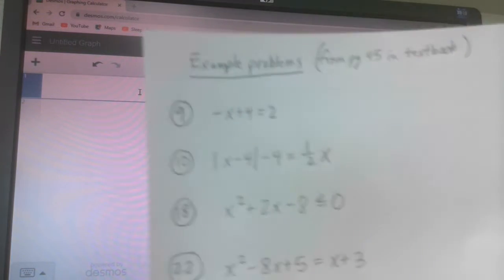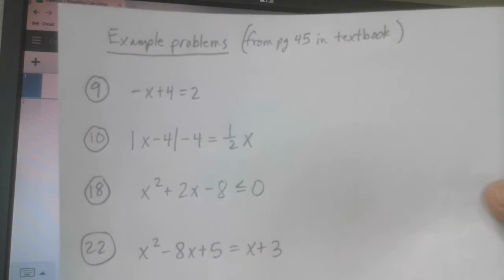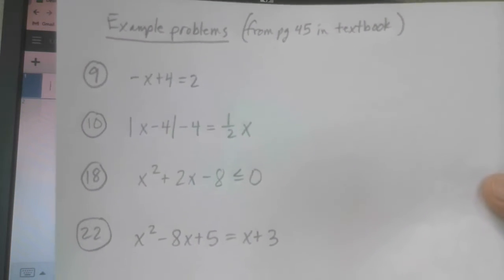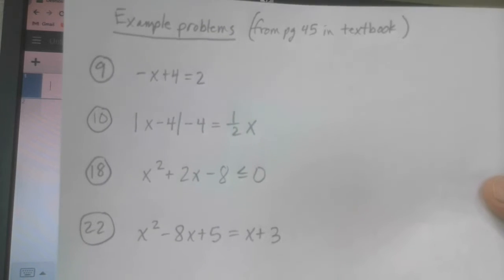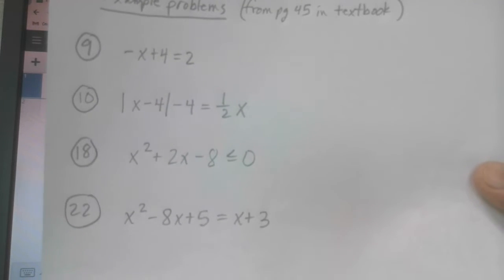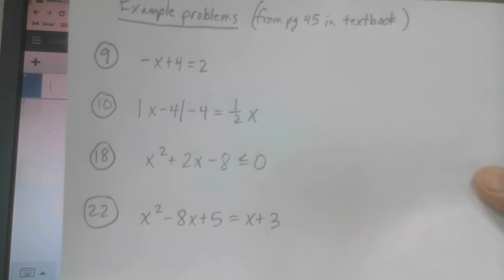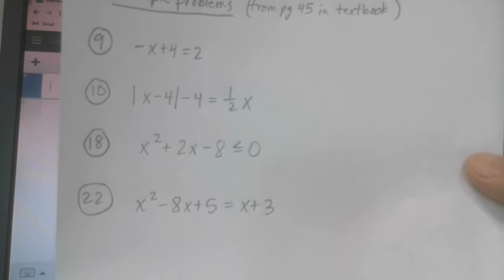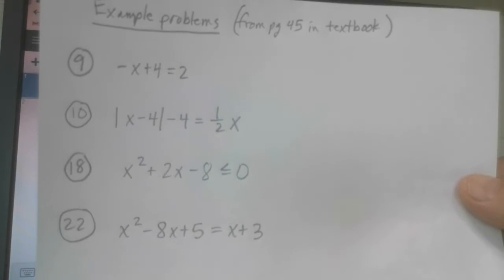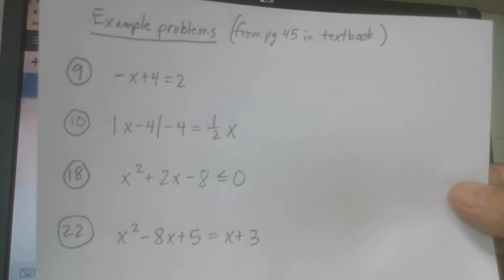I've chosen 4 sample problems from your textbook, page 45, numbers 9, 10, 18, and 22. Now notice 9, 10, and 22 are all equations, and number 18 is an inequality. So I'm going to do number 18 last. Let's concentrate on number 9 a second.